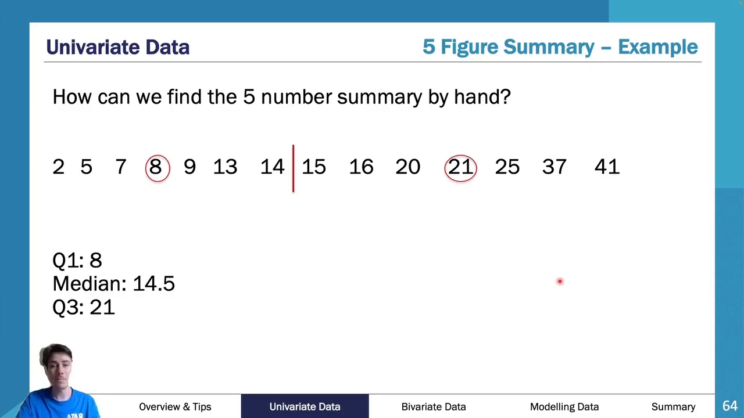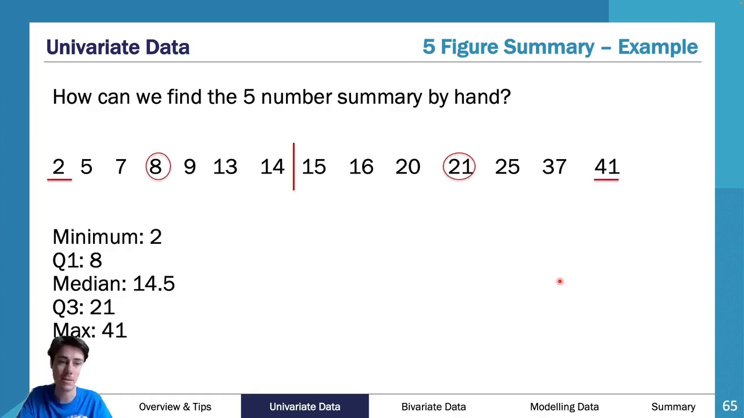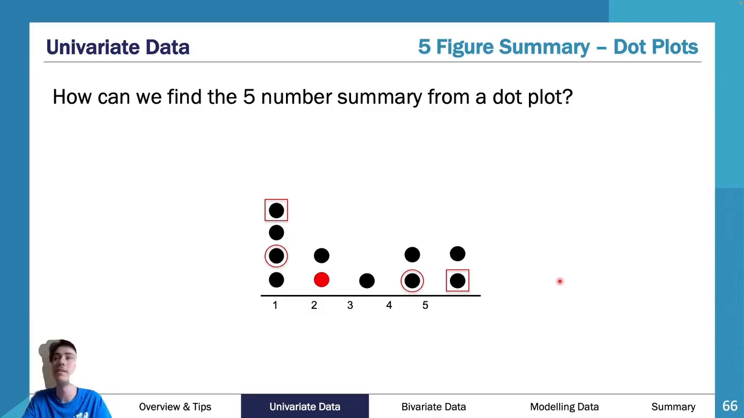As you can see there, I now have my Q1, I have my median, and I have my Q3. And then my min and my max is really easy. Well, my min is going to be my smallest number, and my max is going to be my biggest number. So if it's in order, I just go to the end, I go to the front, and I go to the end.